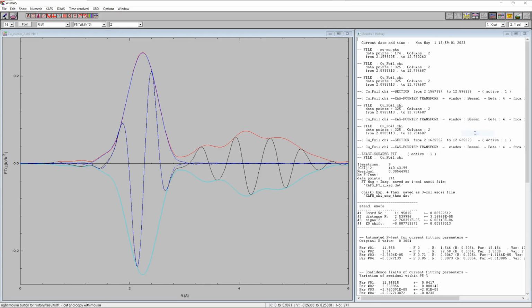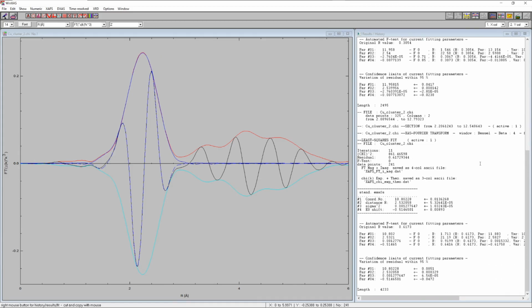Let's have a look at the confidence limits and the fit, the F-test. So in this case, the F-test does not indicate a correlation, a strong correlation between the parameters.